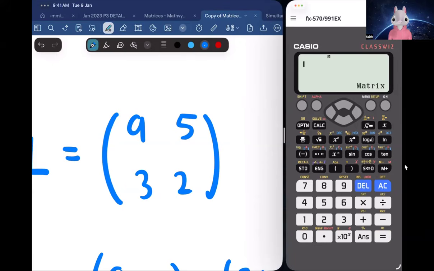Send my picture of the calculator, like a proper picture, a good one.